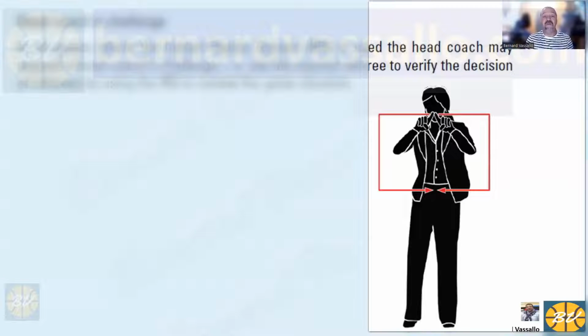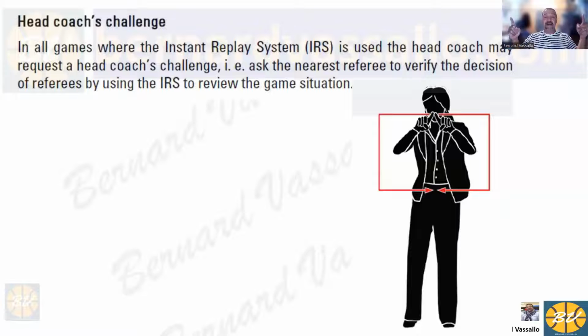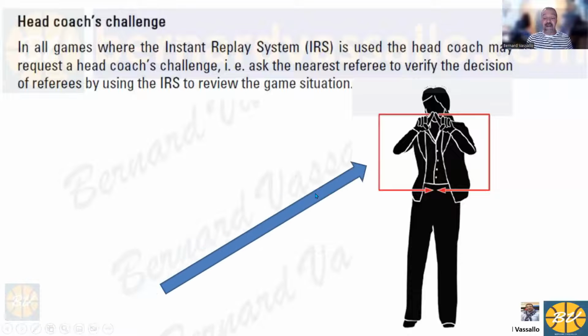The signal of the head coach's challenge, as you could see, is a rectangular shape. The coach making a rectangular shape in the form of a display of a TV screen. That is the signal showing the referees that the coach would like to challenge a particular play. Therefore, the head coach will ask the nearest referee to verify the decision taken on the court by using the conventional head coach's challenge signal, which is displayed there on the screen.